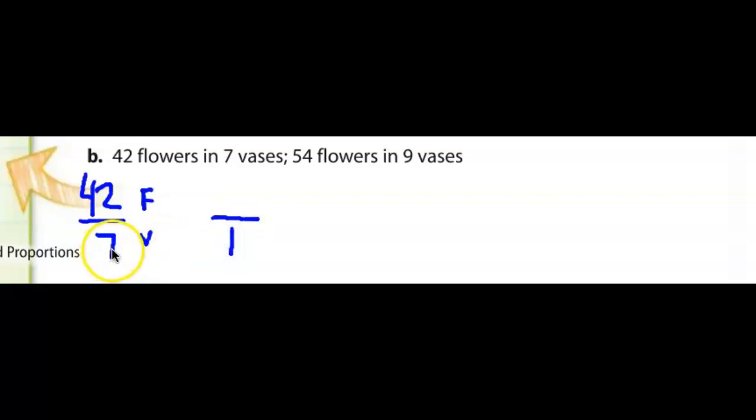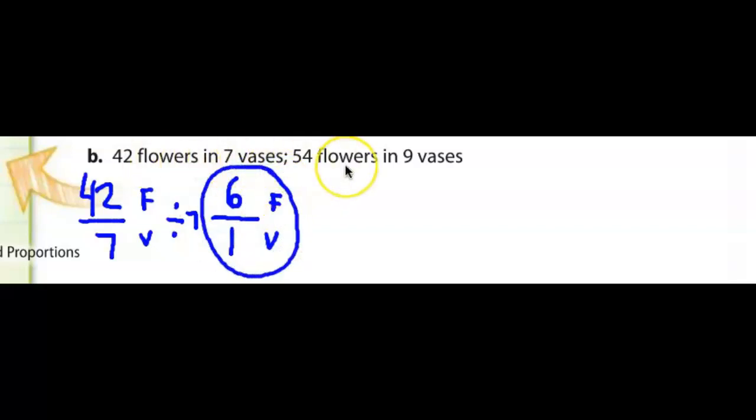Now I want that to be a unit rate. What do I need to divide 7 by in order to get 1? Go ahead and type that in for me. Very good. We're going to divide by 7, so we're also going to divide 42 by 7. What is 42 divided by 7? Please write that down. That is 6. So we have 6 flowers for every vase as the rate for the first situation.